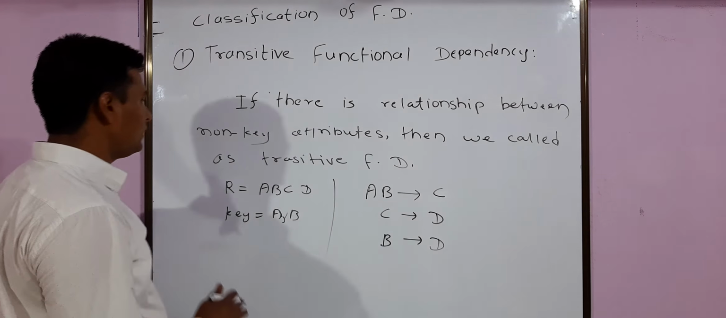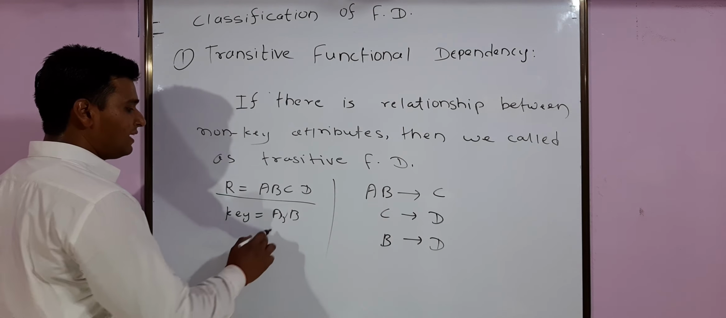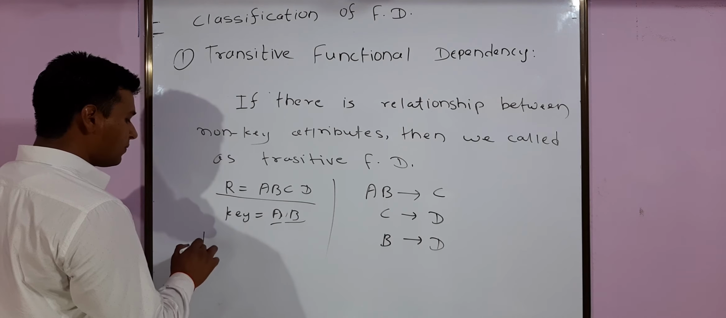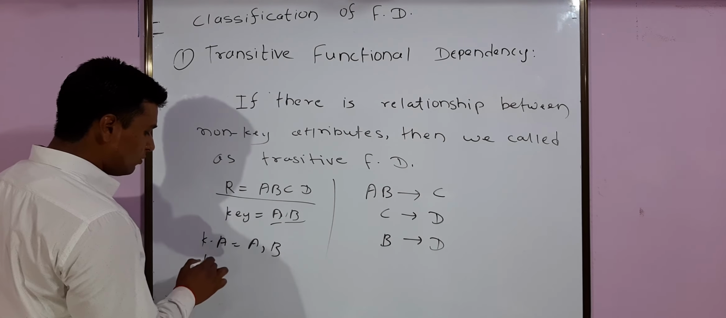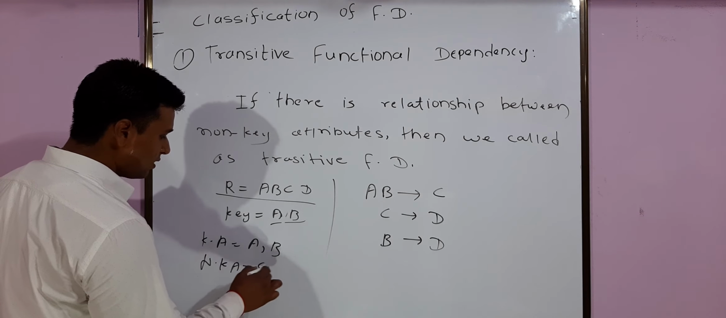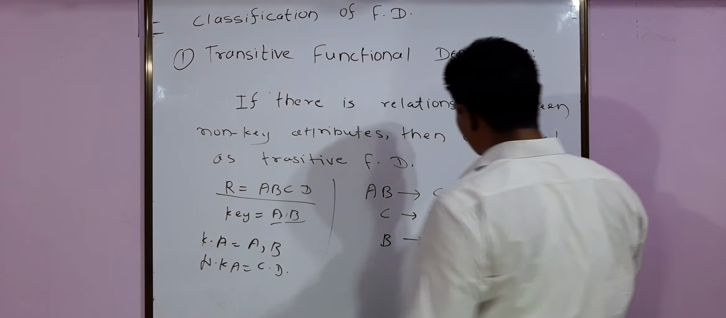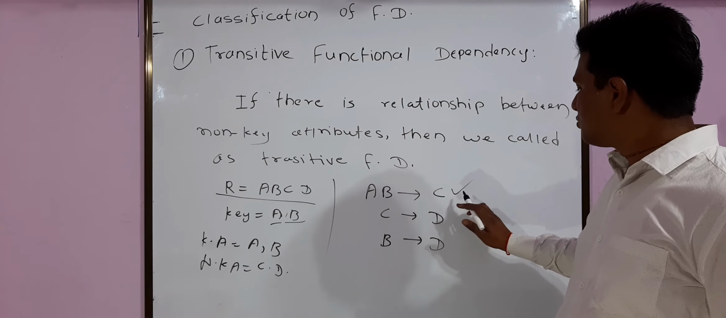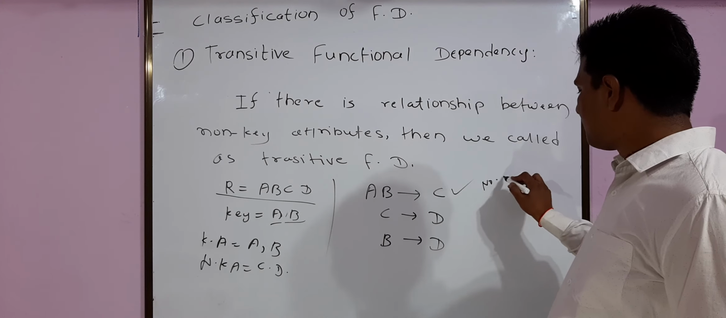Now look, the relation is given as ABCD, and the key is given as AB. So what are the key attributes? The key attributes are A, B, and the non-key attributes are C, D. Here we will check for partial dependency also. First we will check AB determines C. Can you find any partial dependency here? No PD, no partial dependency.